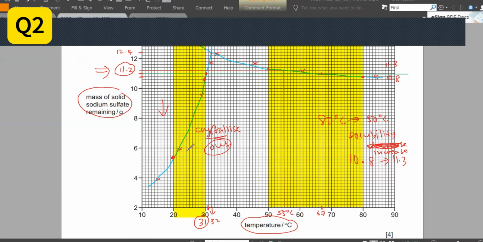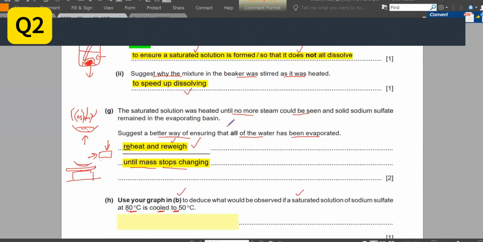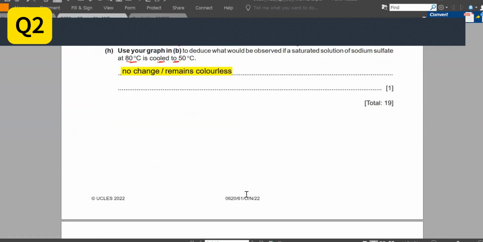Normally. But in this case, when we cool down the mixture from 80 to 50, the solubility increases. If the solubility increases, we don't have anything crystallizing out. So in this case, we expect no change. We don't observe anything changing. So the answer will be no change, remain colorless. That's the main idea for this question.